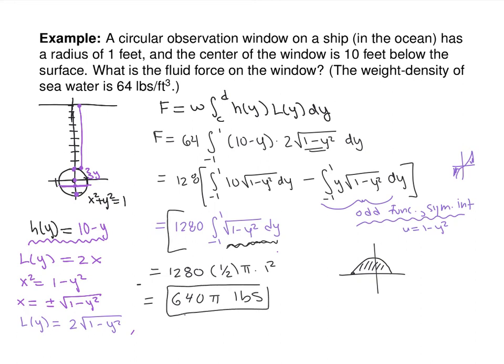Don't get freaked out by the fact that the variable there is a y. The bounds tell you it's a semicircle. And whenever you see root 1 minus y squared or root 4 minus y squared, root 10 minus y squared, you're going to have to think, okay, that is some kind of semicircle of some specific radius.